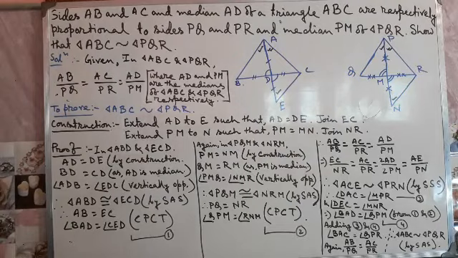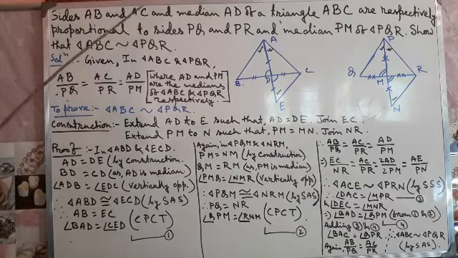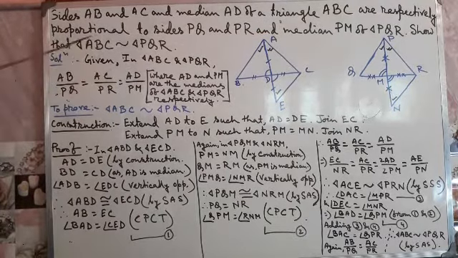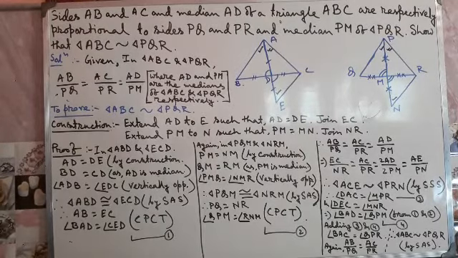Another problem: sides AB and AC and median AD of a triangle ABC are respectively proportional to sides PQ, PR and median PM of triangle PQR. We have to show that triangle ABC is similar to triangle PQR. So this is the given condition, AB by PQ is equal to AC by PR is equal to AD by PM. We have to prove that triangle ABC is similar to triangle PQR.